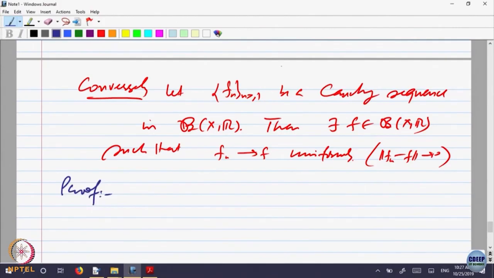If I want to prove every Cauchy sequence is convergent uniformly, I know uniform convergence implies pointwise. So, first of all, I should be able to say that there is an f such that f_n converges to f pointwise. Here the problem is, given something is Cauchy, I do not know what f is. What is going to be the limit? I have to locate a function and make a guess, a conjecture, that also is the limit in the L infinity norm. So, how do I get hold of that?